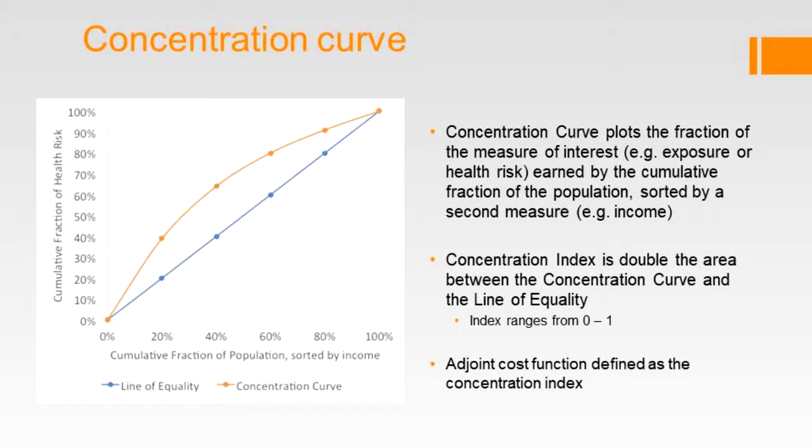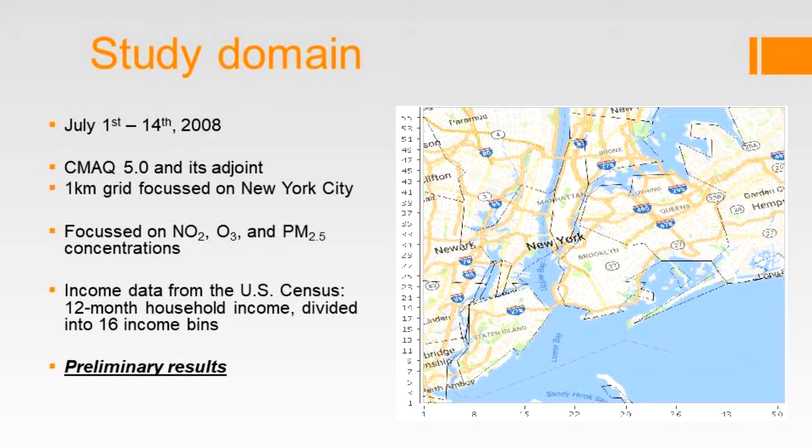If you can go to the next slide. So our study domain is New York City. We have a very fine resolution model, a 1 kilometer grid resolution. You can see it superimposed over the city of New York on the right, and we're focusing on a 2-week period in July. And then we're taking income data as 12-month household income, and then focusing on pollution from, much like the previous studies, a 3-pollutant model of NO2, ozone, and PM. So if you can go to the next slide.